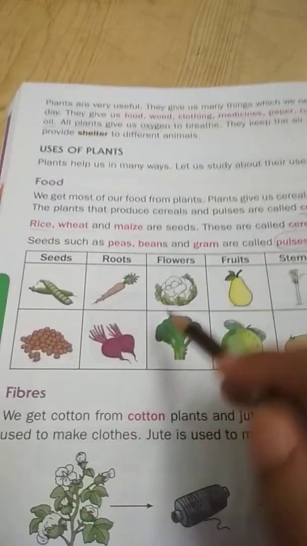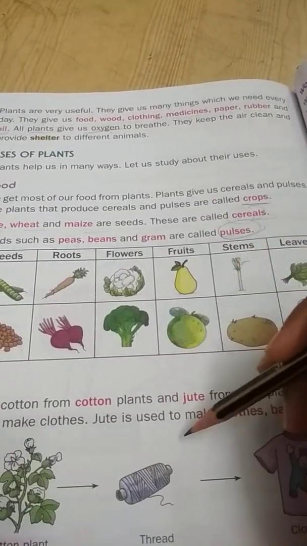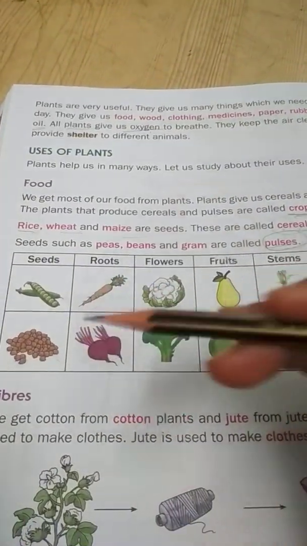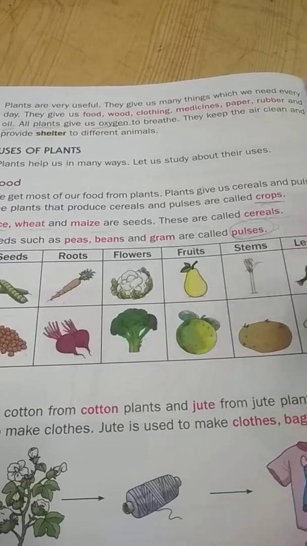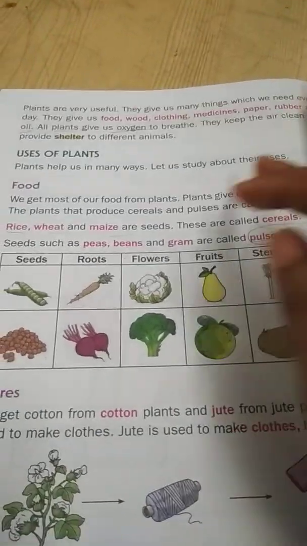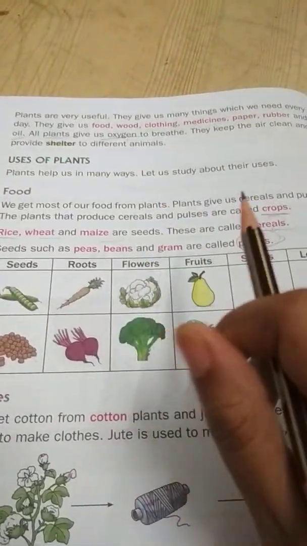I will give you some more when the explanation of the chapter finishes. I will give you some more names of seeds, roots, flowers, fruits, and which come under which. After the chapter finishes, I'll make a table and give it to you in writing.